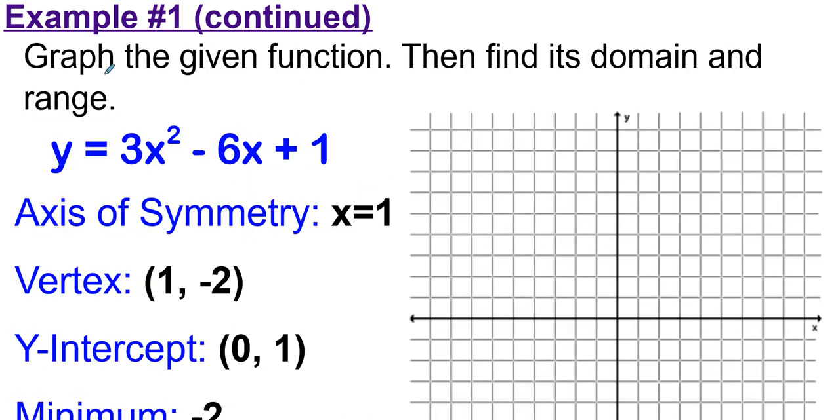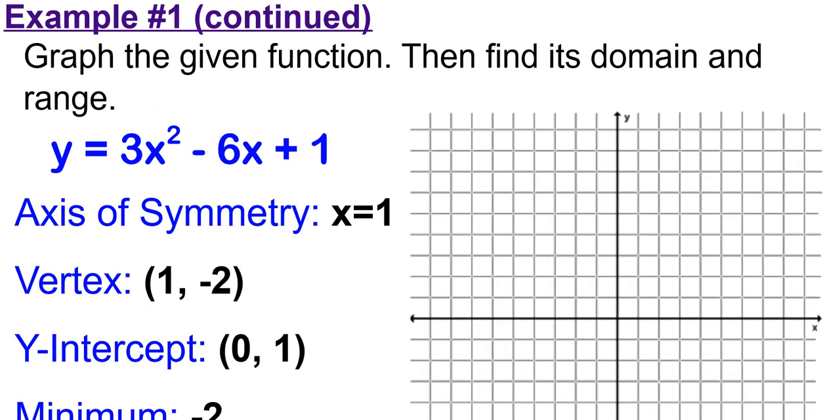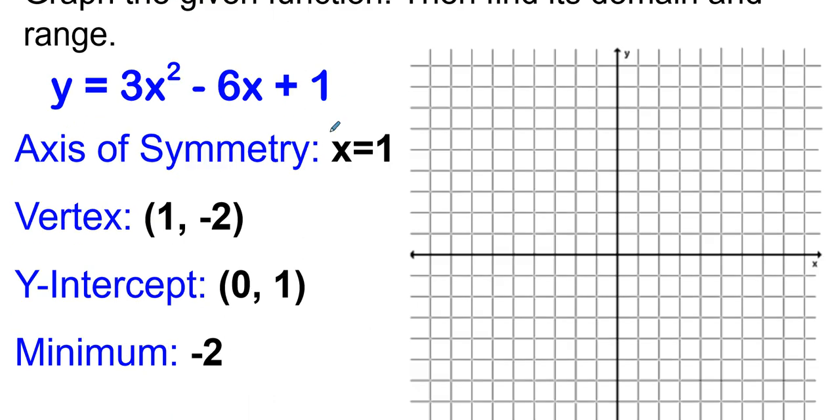All right, so example 1 still continued here. This is the last part of example 1. This one says, graph the function and then find its domain and range. Well, we've got all of this information that we found in the previous slides, and we're going to use that to graph this function. So the axis of symmetry is x equals 1. So at x equals 1, that is the equation of a vertical line. This is x equals 1.